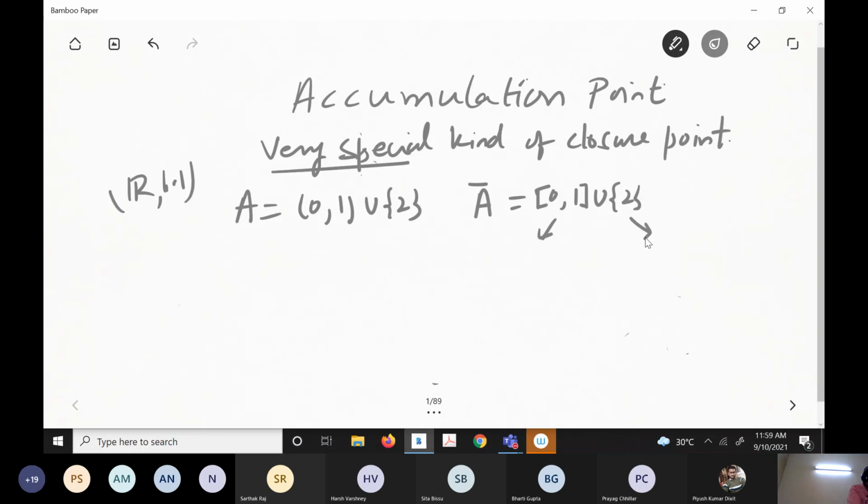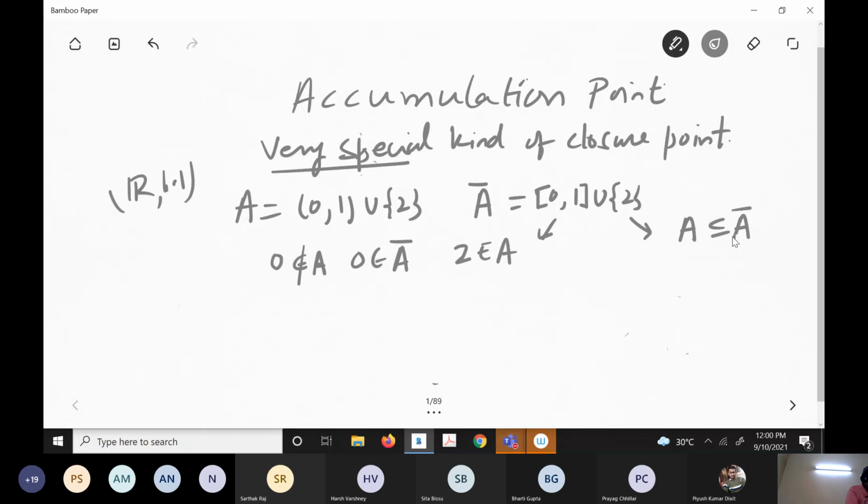First of all, I can compare with 0. So 0 doesn't belong to A, but 0 is a closure point, whereas 2 itself belongs to A. Remember that A is contained in A bar, so every point of A is a closure point of A.